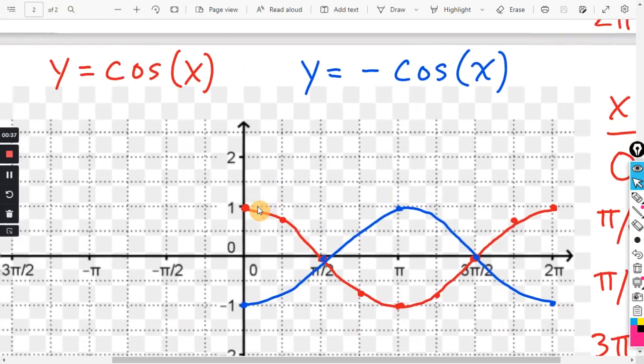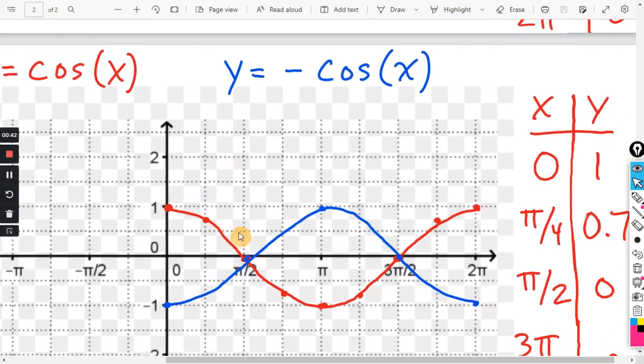And here we have in red the cosine of x and in blue the negative cosine of x. Notice that cosine starts at a max and then heads to the midline, whereas negative cosine of x starts at a minimum and heads to the midline.